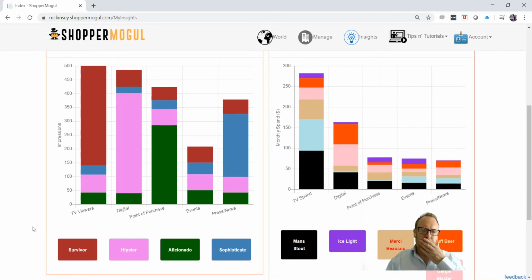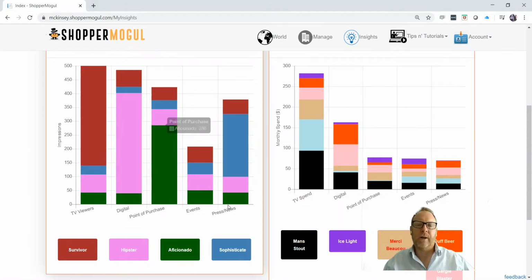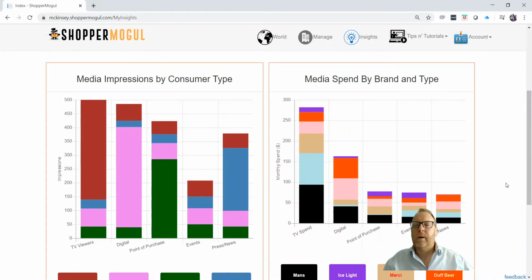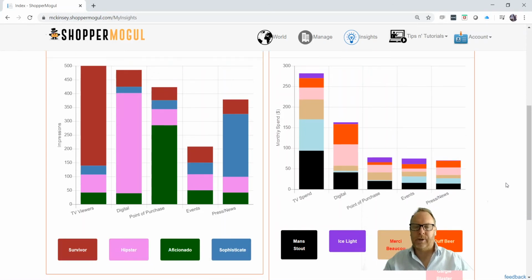So in this case, TV is the largest single channel that people are getting their information in, but a very different mix of which consumers are getting their information where. On the right, we have information about how much money companies are spending on the different media channels. Now, the amount of money that the company spends on media is a decision that they make on a monthly basis. So this chart will change as the game goes on, but we can see for every brand in the market how much they're spending on getting their message out through different channels.